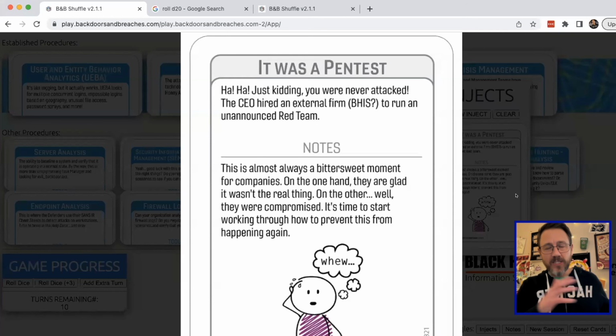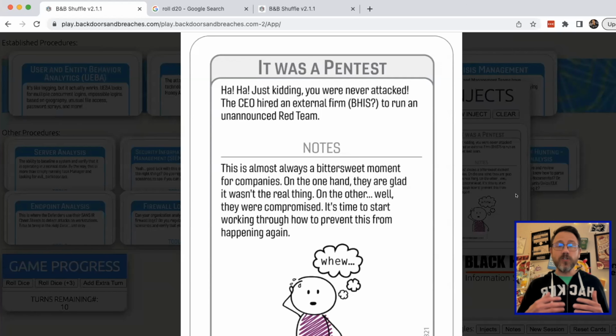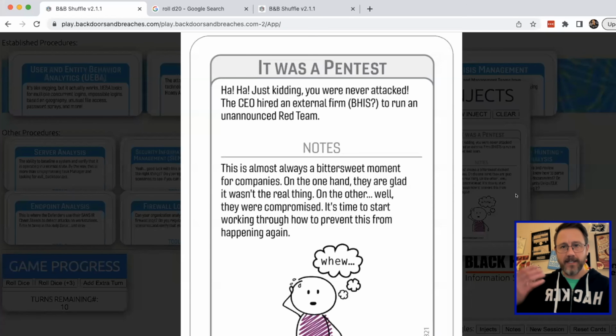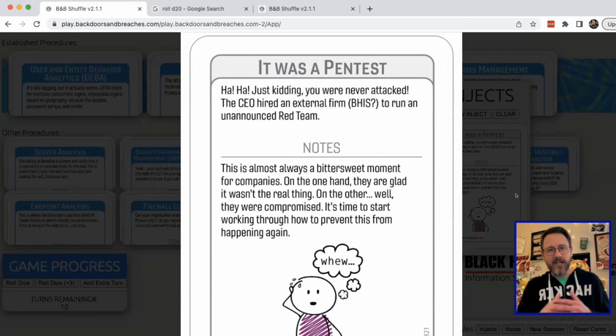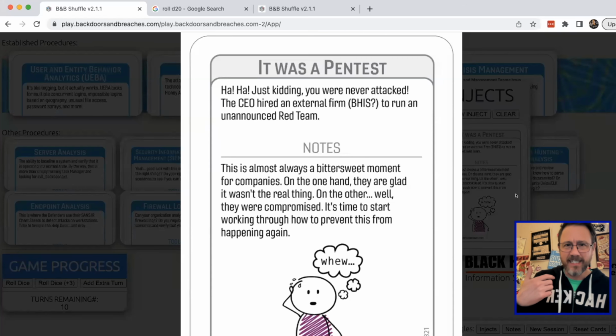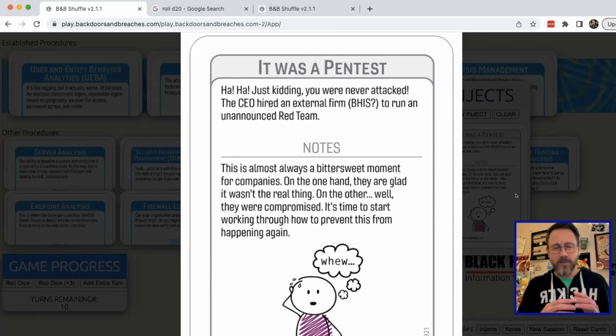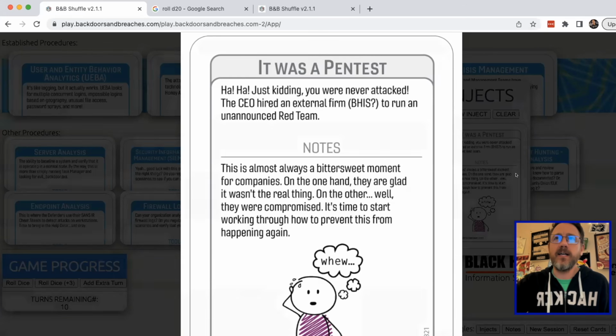So it wasn't an actual attack. All the things that we've been doing up to this point, it was a pen test. And so you start talking through what would it be like if a senior leader or somebody else hired an outside pen test firm to start pen testing us without us knowing it? Like, how would that be politically? And how would that be for you as a team? Like, what are some of the things that would come out of this being the case?